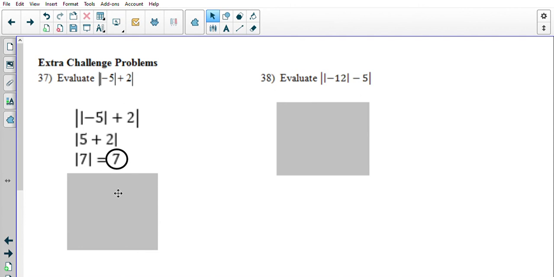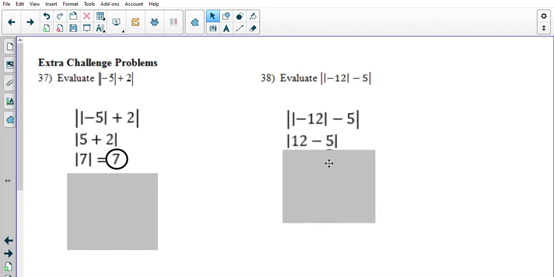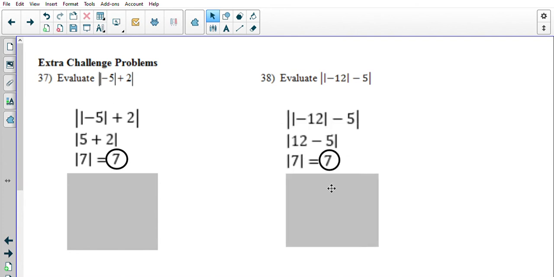Number 38, similar problem. Start off with the absolute value of -12, which is 12. Do 12 minus 5, which is 7. And just like the last question, the absolute value of 7 is 7.